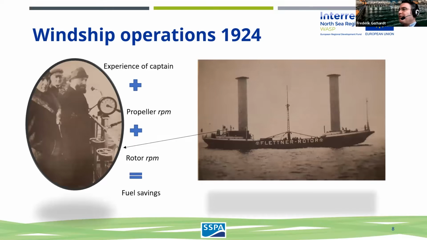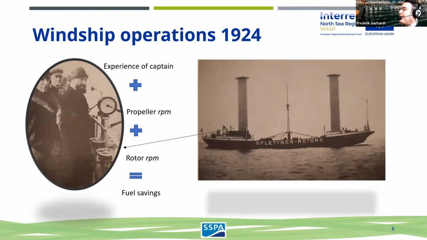This here is the Buckau, Flettner's first rotor ship, and this was operated in the sort of manner that's illustrated in those pictures. So you had an experienced captain on an open bridge, an engine order telegraph, and you had those two little wheels here, which were used to control the rotor RPM. And if you think about such a setup, then arrival times in port and fuel savings are obviously a direct result of how good this captain is in juggling rotor and propeller RPM.